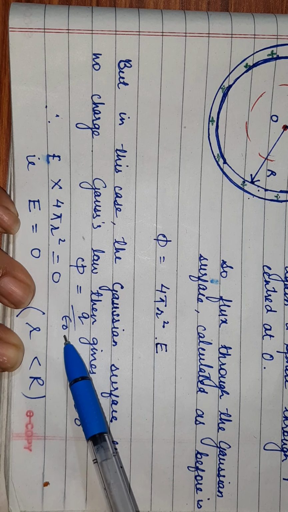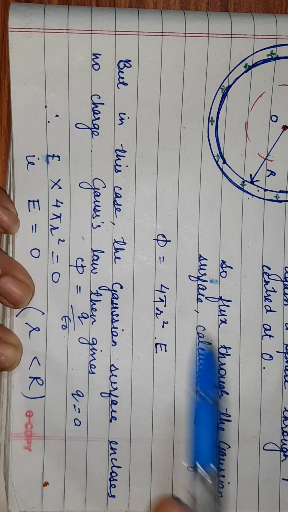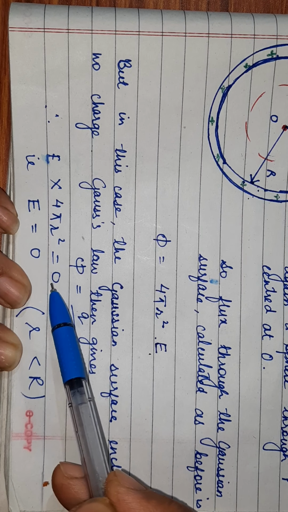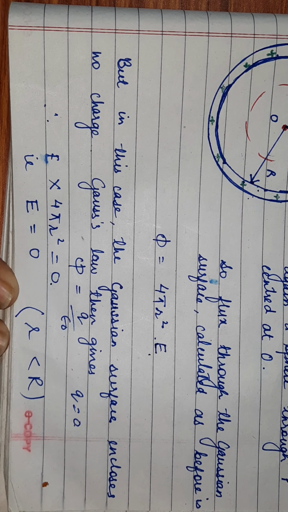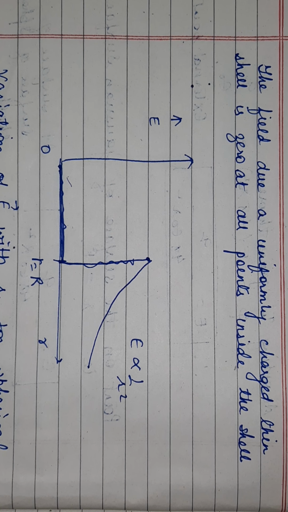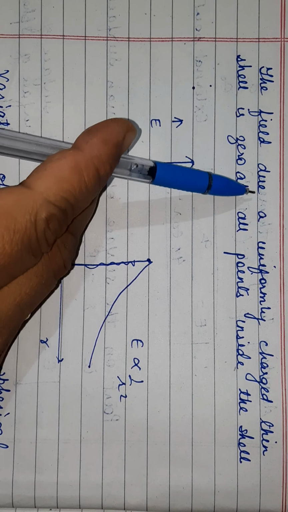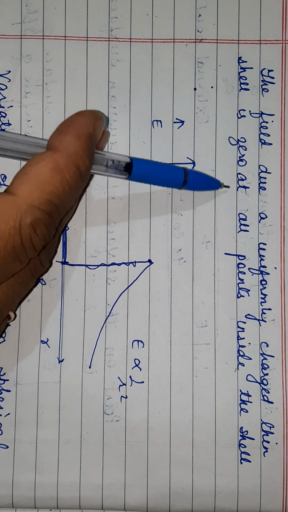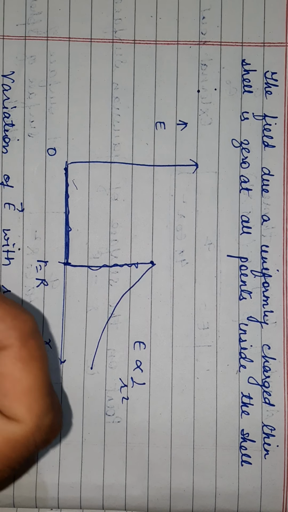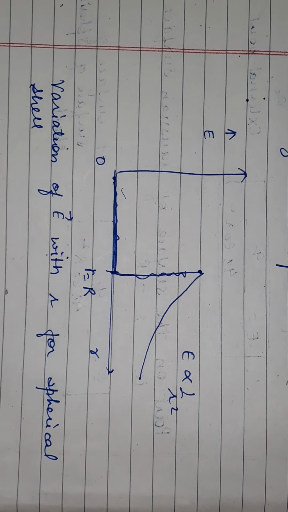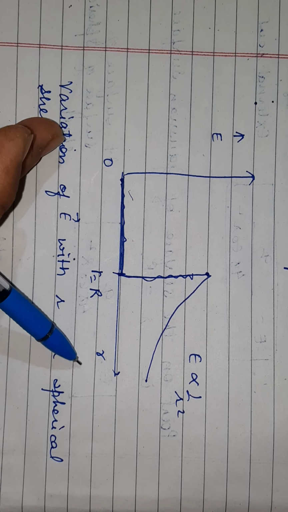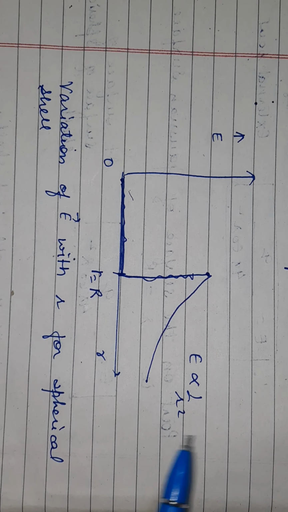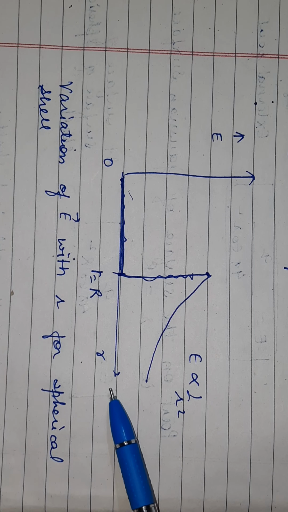So by Gauss law, flux is equal to Q upon epsilon naught. Q is 0, so E into 4 pi r square will be 0, or we can say E is 0. So the electric field will be 0 inside any closed conductor. So we can conclude that the field due to a uniformly charged thin shell is 0 at all the points inside the shell. Now if we draw a graph between the electric field and the distance of a point from the center of the spherical shell.